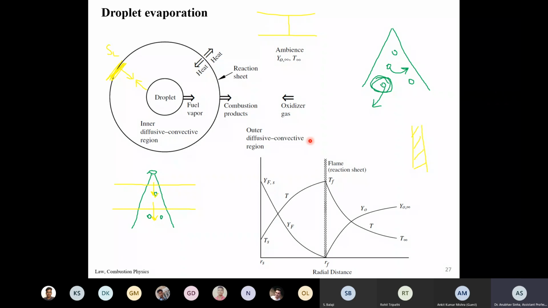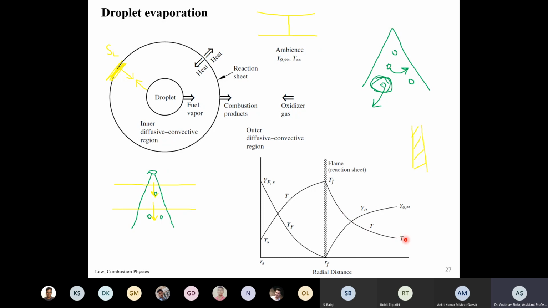So now let us look at the profiles. We start from a radial distance of RS, which is at the droplet surface. Okay, we do not start at R equal to 0. At the surface of the droplet, I say that the temperature is Ts. Now this temperature goes on increasing till the flame front. The flame will have the maximum temperature, and then it will again decrease in the main flow.